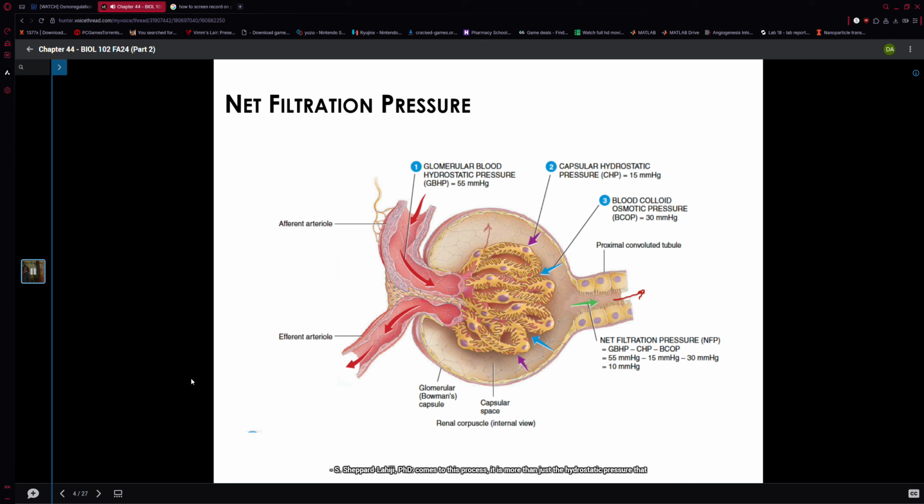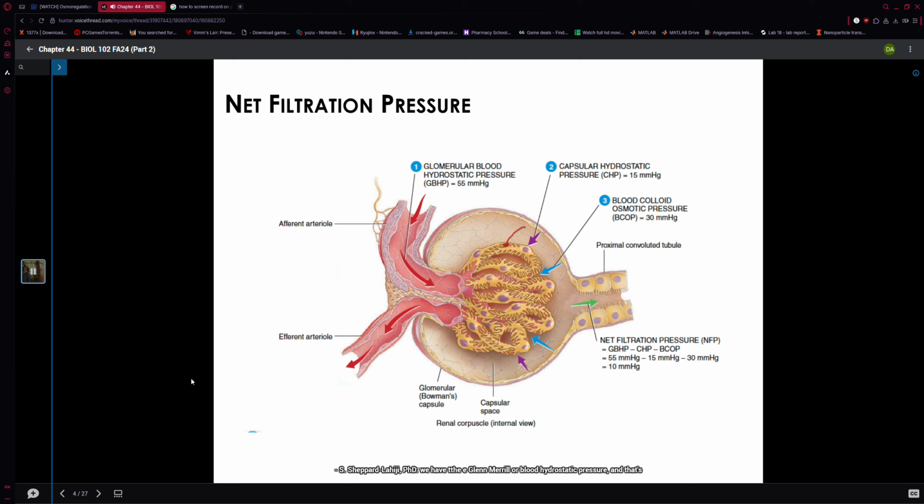Now, when it comes to this process, it is more than just the hydrostatic pressure that you see here. There are going to be forces that promote or favor filtration, meaning they favor the movement of filtrate out into the capsular space. And then there will be processes that oppose it, so they are going to result in filtrate moving out of the capsular space back into the fenestrated capillaries rather than through the renal tubule.